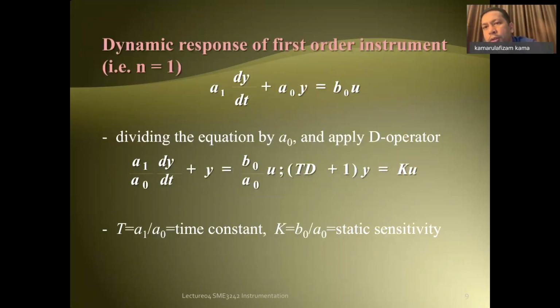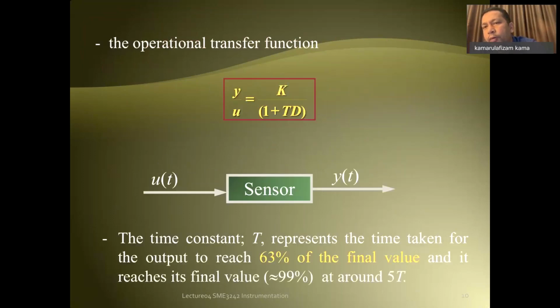When putting the whole equation into a simplified form, we have output over input equal to K over 1 plus Ts. T is the time constant, basically, in this case. So for this particular scenario, the big capital T represents the time taken for the output to reach 63% of the final value, and it reaches the final value, approximately 99%, at around 5T. So T is a general constant in this case.